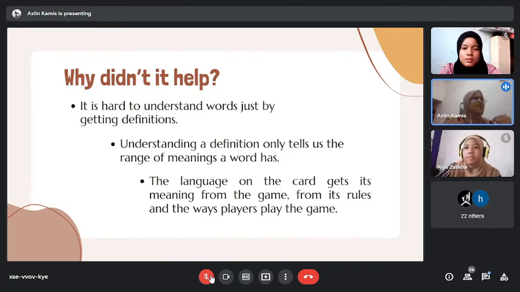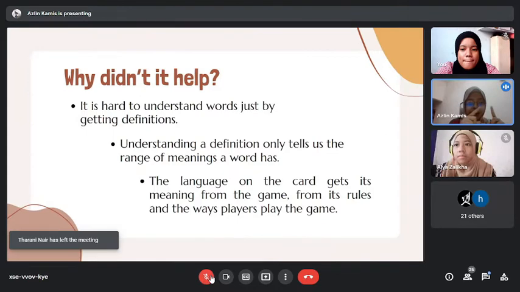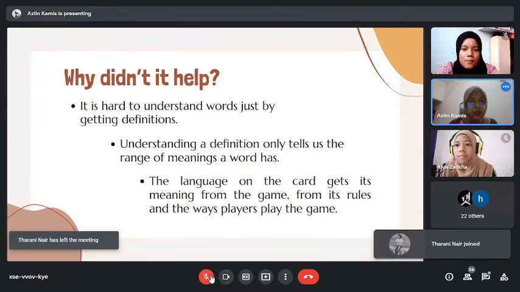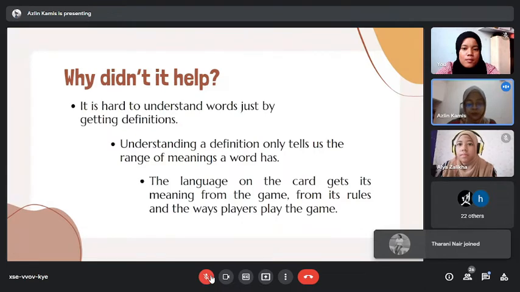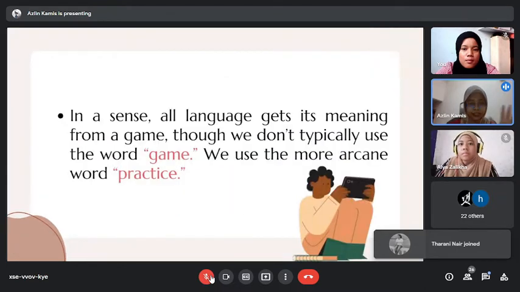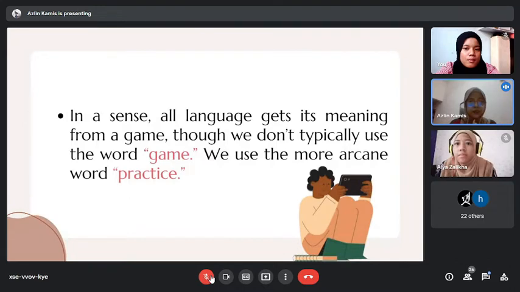So you ask yourself, why do I need to do all of those things just to understand what the card meant? It is because the language on the card gets its meaning from the game, from the rules, and the way the players play the game. In a sense, all languages get their meaning from a game.